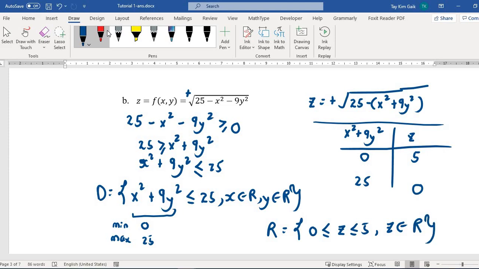We plug in the domain: the minimum is 0 here, so square root of 25, you have 5. Plug in the maximum value of your domain, which is 25, you get 0. That's why the range is the set of values from the domain: from 0 up to 5, included, because this one is included. So this is 2b.